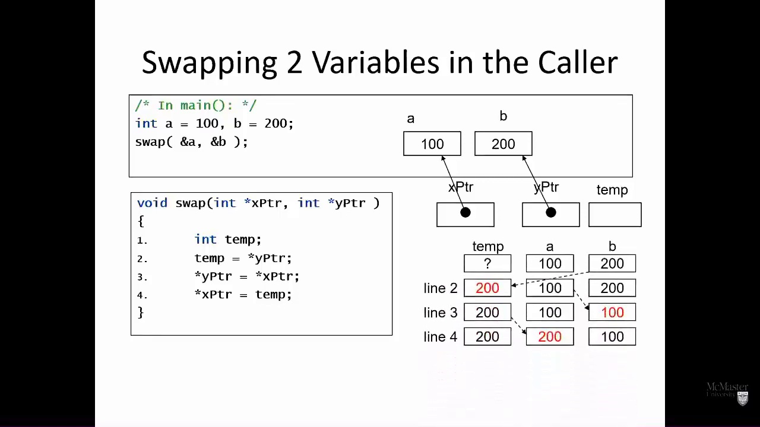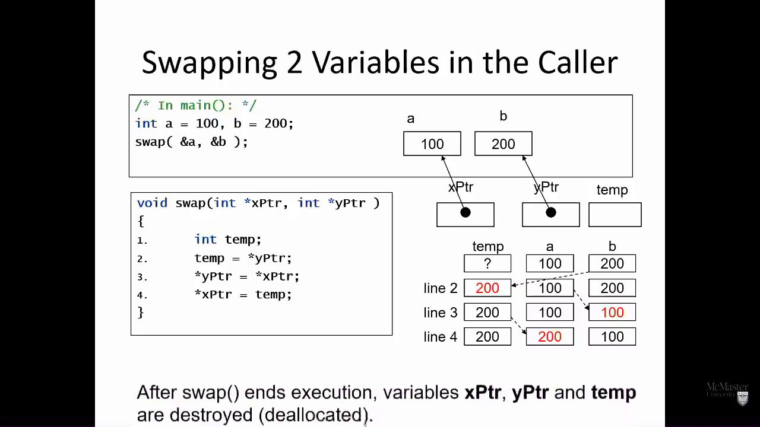It goes to temp. And then in the third line, you take the x pointer, which is a, go to b, and then you put temp in your a. Right? This is a kind of tracing or simulation of what's going on. Good? Any question? Okay.